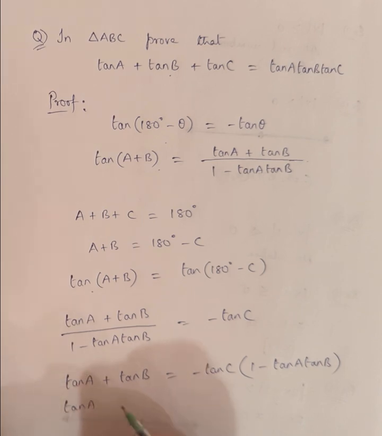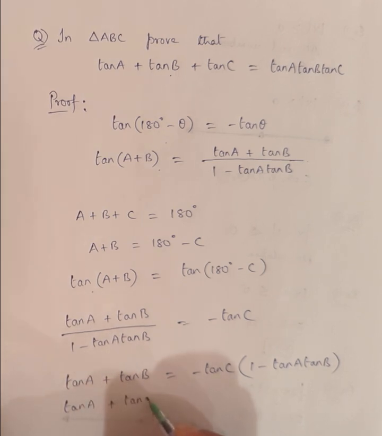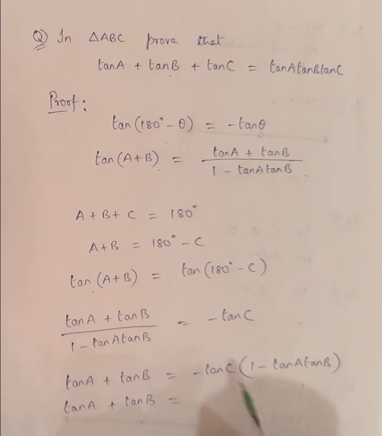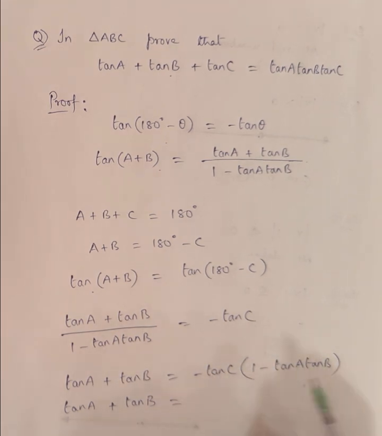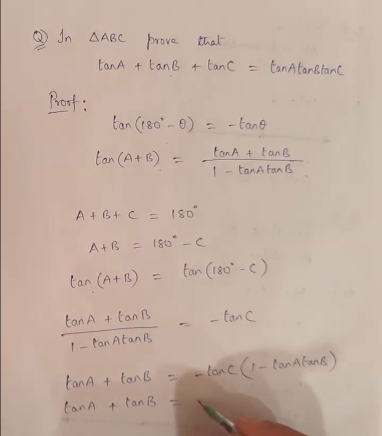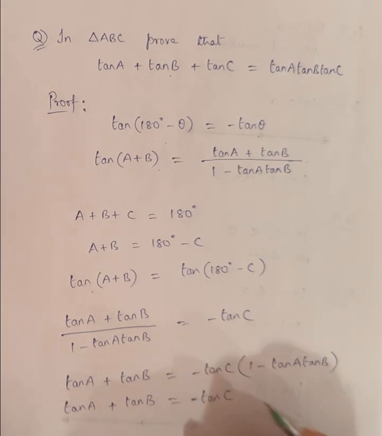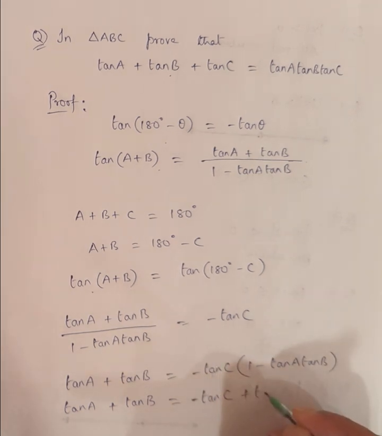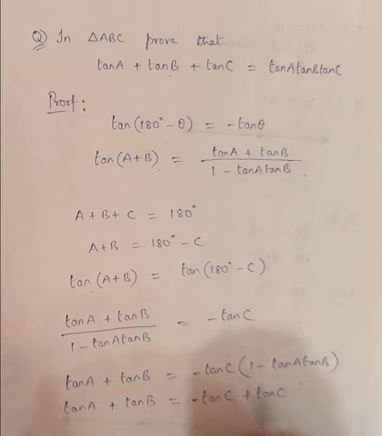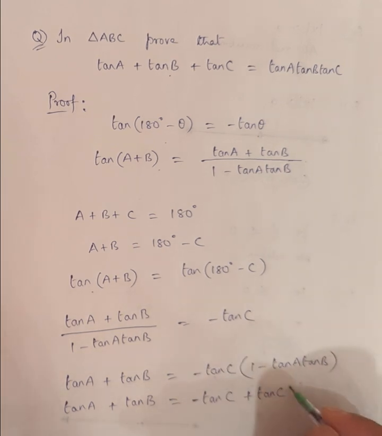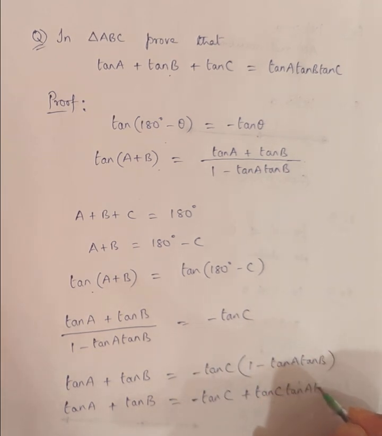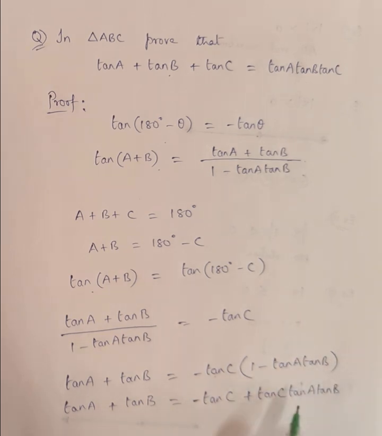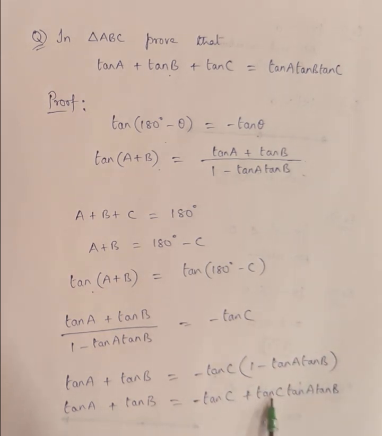So notice, there's nothing to work on the left side, it's just tan A plus tan B, but on the right side I can distribute the negative tan C. Negative tan C times 1 is just negative tan C, and negative tan C times negative tan A tan B is going to be positive tan C times tan A tan B. But we can rearrange this, and we can rewrite this as tan A tan B tan C if needed.